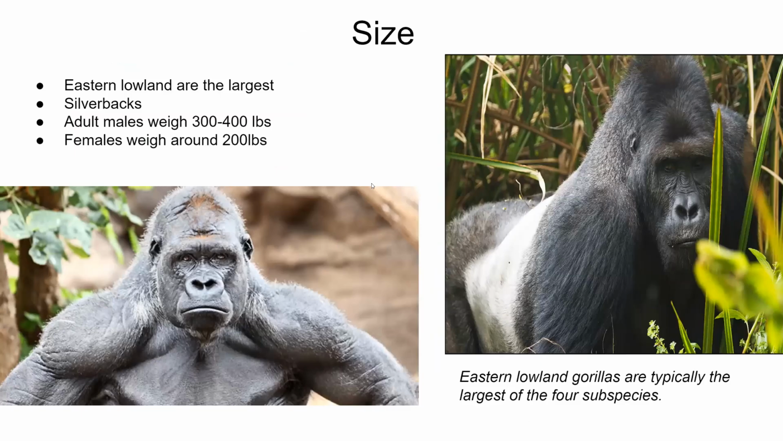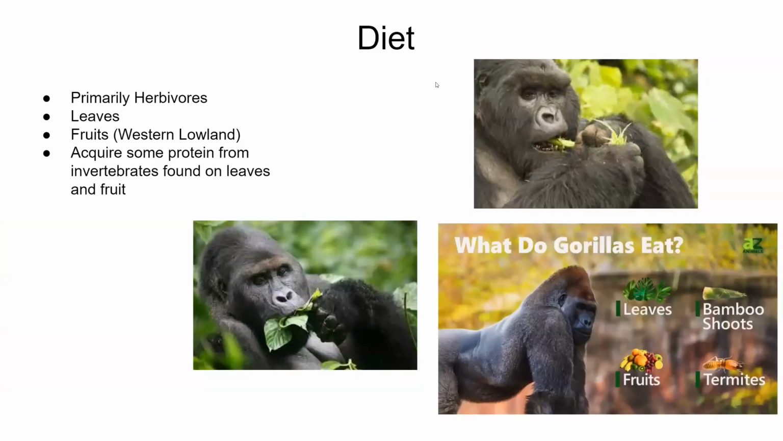When it comes to size, Eastern lowlands gorillas are the largest, and they're also known as the silverback. So the dominant males in the groups are known as silverbacks. They grow this gray hair on their back, hence their name silverback. And adult males weigh between 300 to 400 pounds, while females weigh around 200 pounds. If you look at the picture at the bottom right here, you can see this gorilla. He has very defined muscles, so you wouldn't want to come across one in the wild.